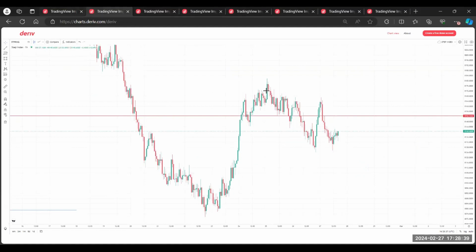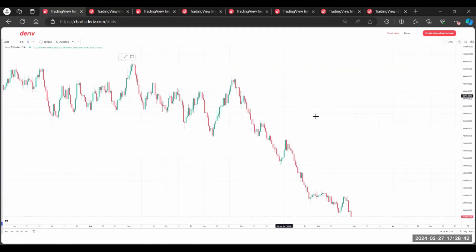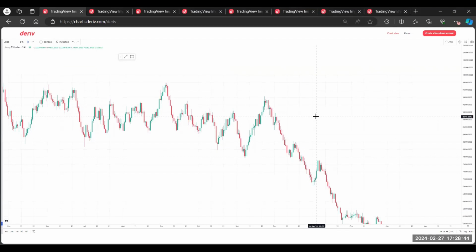This is Volatility 25 Index on the 4-hour chart. Sorry, on the 24-hour chart. That is the daily candle.